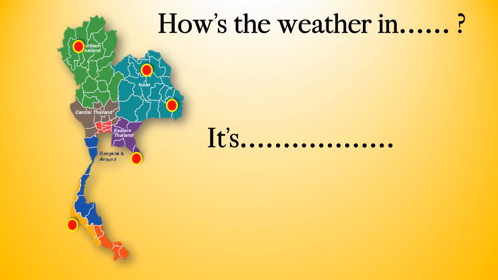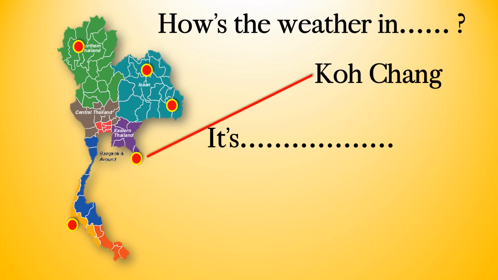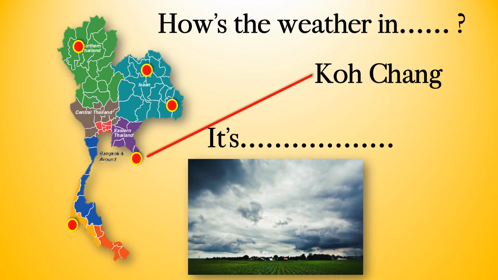How's the weather in, where's this? Where's this? Do you know? This is in Chantaburi. Where is it? How's the weather in Koh Chang? Have you been there? It's very nice. I've been there one time. I liked it. So, how's the weather in Koh Chang? It's cloudy. Okay, there's one more.